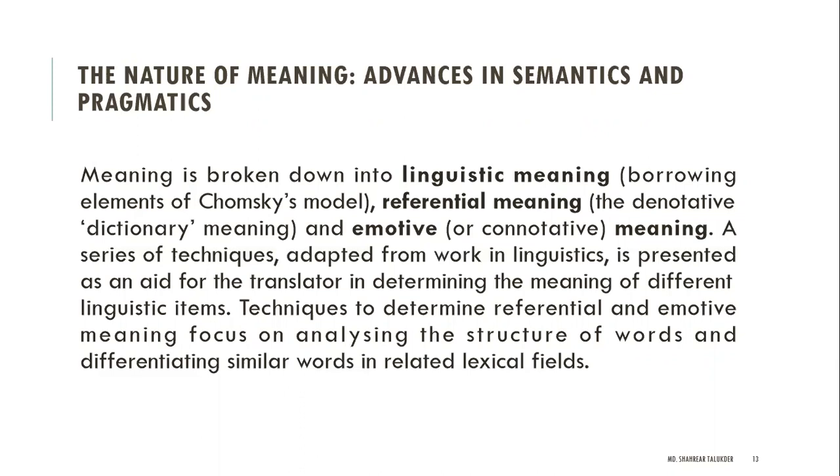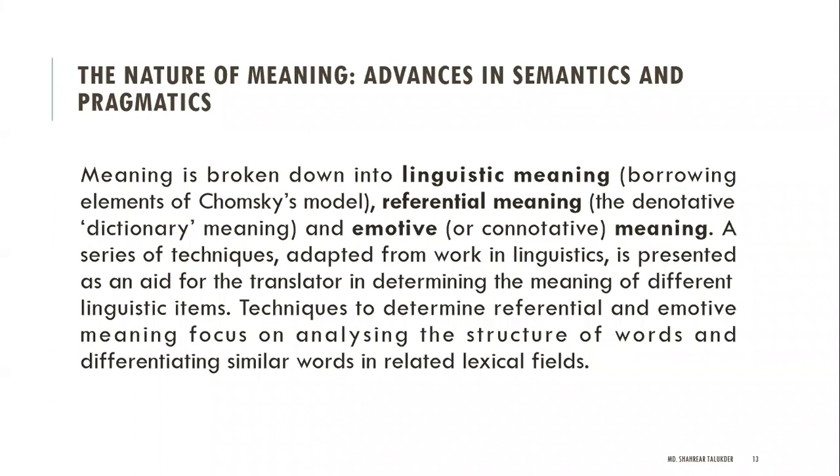They have surface structure and deep structure of a sentence, of an utterance, and how meaning varies according to the deep structure and surface structure. So he's going to talk about it. And then also referential meaning, denotative dictionary meaning. Referential meaning means the way it has been referred in the dictionary. So we can go through a dictionary and look up the meaning of a particular word, and then we can find the meaning from it.